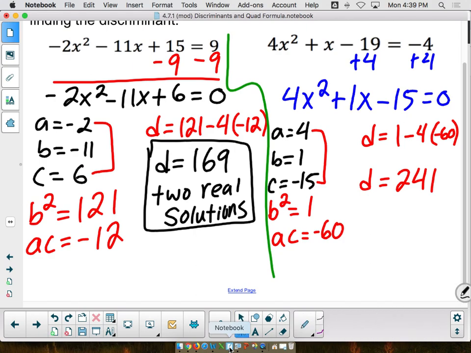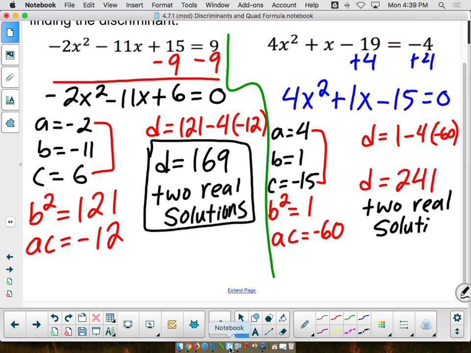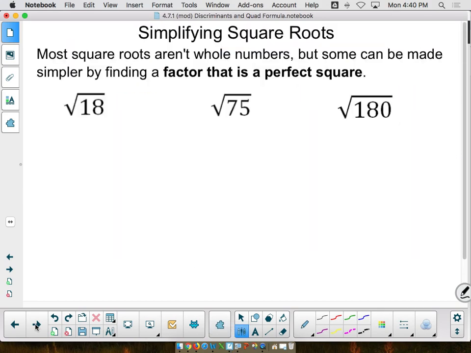Because that is a positive number, I again know that there will be two real solutions. That doesn't mean that they're nice whole numbers, they could be decimals. But we know that both of the answers will be what we call real numbers. And again, we'll very briefly talk about the idea behind what a real number is and what an imaginary number is. So, there's the discriminant.